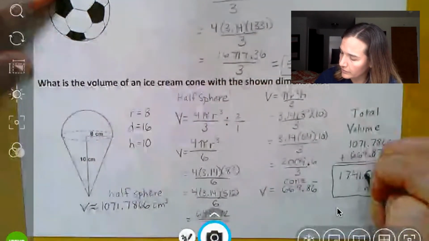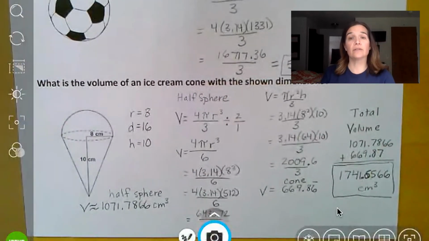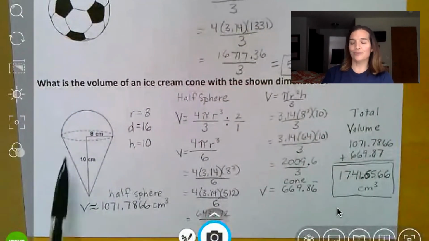And there it is. It's kind of a big problem here. Hopefully you don't have too many of these. So that is the total volume for this cone here.